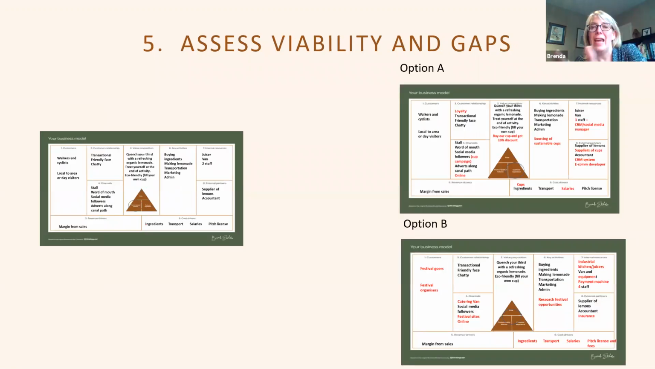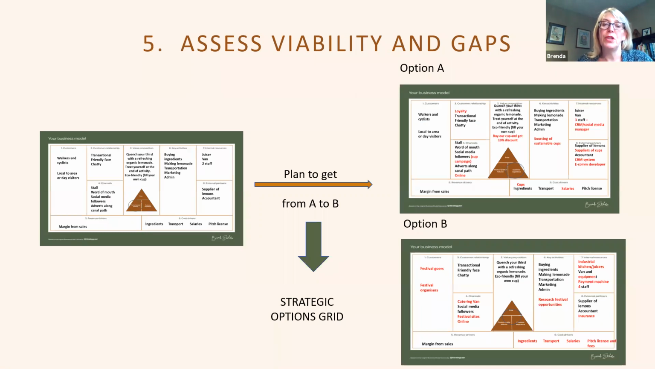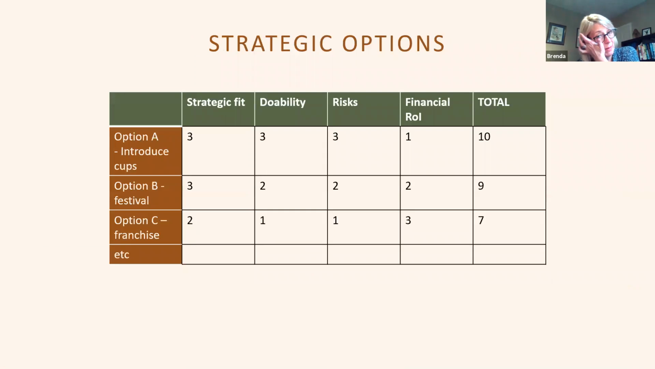So what you would then do is you'd lay out your options and you'd think about, okay, what are the differences from where I am now to what these options are? And therefore, what do I need to do to move my business from A to B? And a good tool to use here is something called a strategic options grid. So I've done a really, really simple one here for now. But set out your different options. So the cups, the festivals, or I might want to franchise my business. And think about it in terms of, is it a strategic fit? Does it fit with the purpose of my business?